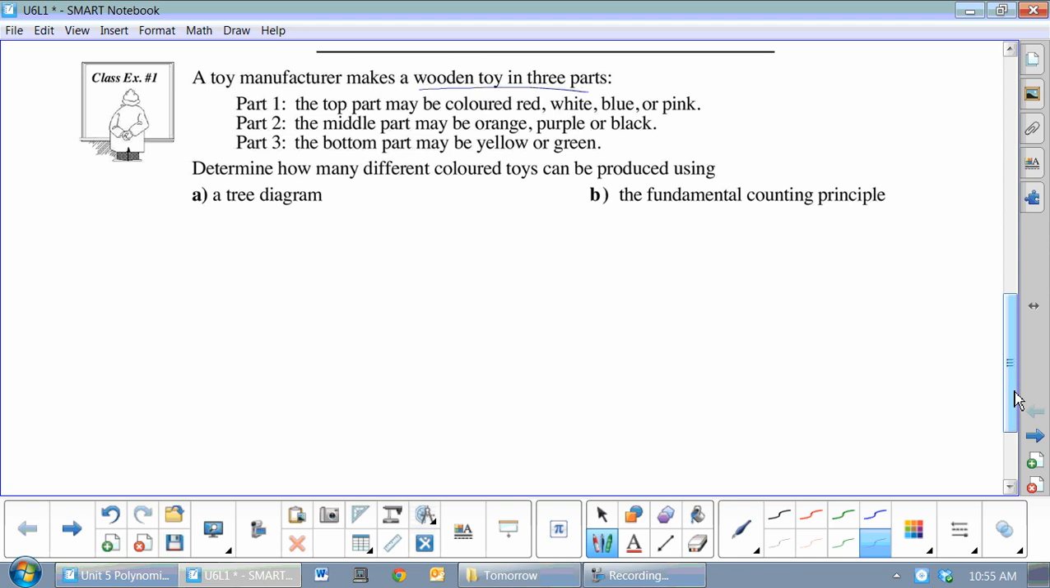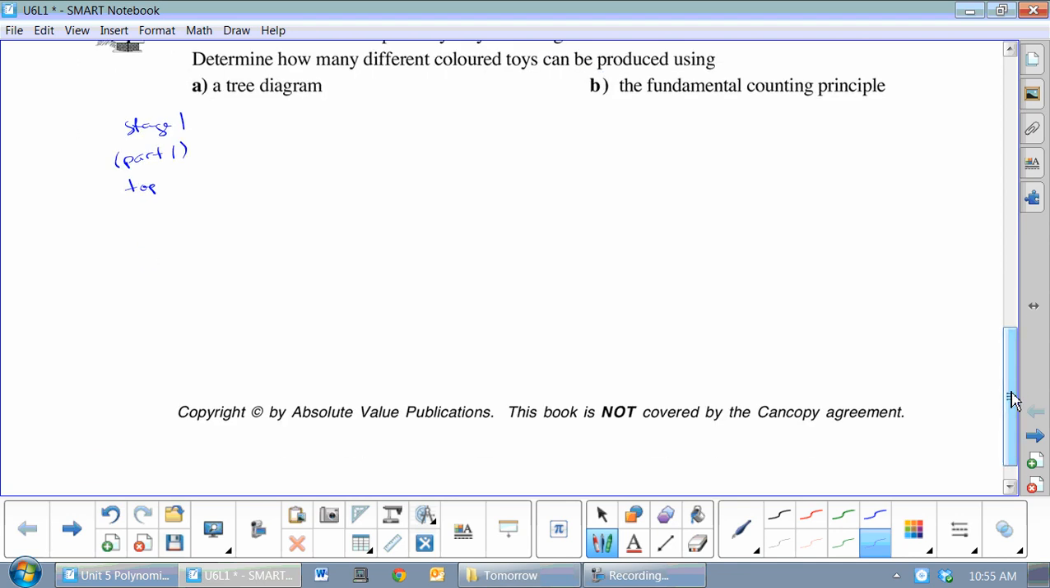Okay, so in stage 1, we are going to talk about part 1, or AKA the top. Now, you learn to do these. When you start to actually do them, you want to spread them out quite a bit, and you'll have red, white, blue, and pink.